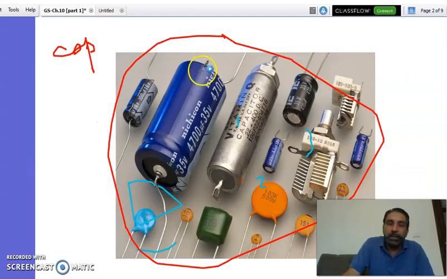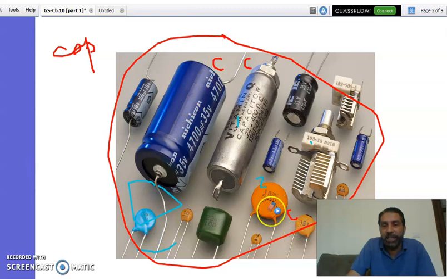Here, the capacitance C for this capacitor, let me change the color, sorry. The capacitance C of this capacitor is different from this C. Also different from this C. Okay? Why? Because the structure or the shape of this is not the same as the shape of this, not the same as the shape of this capacitor. So each capacitance has different value.